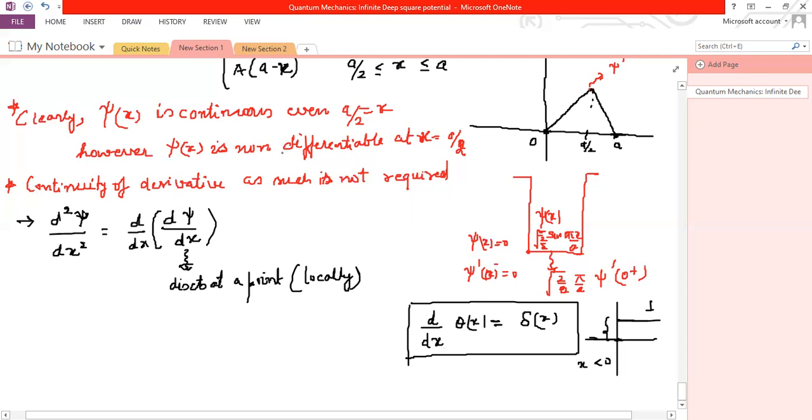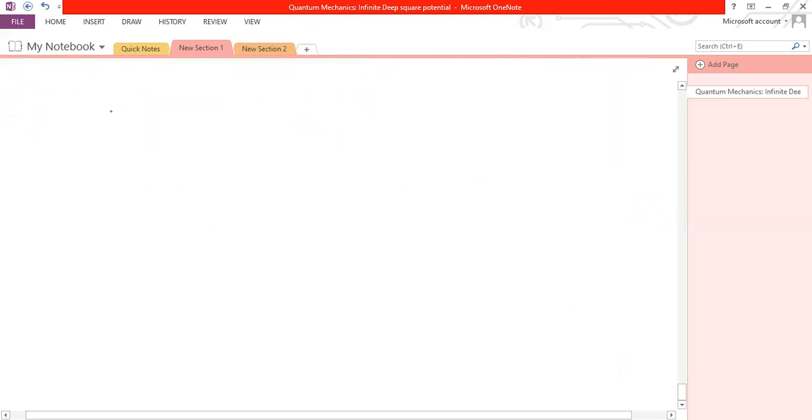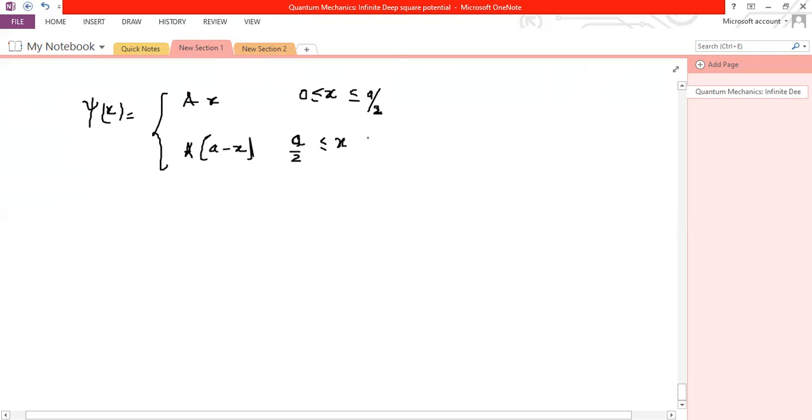Okay. So as usual, let us first try to formulate this the way we formulate a quantum mechanical problem. We are given a particle in the infinite deep square well potential with an initial wave function equal to Ax, where x lies between 0 and a/2, and equal to A times (a minus x), if x lies between a/2 and a.